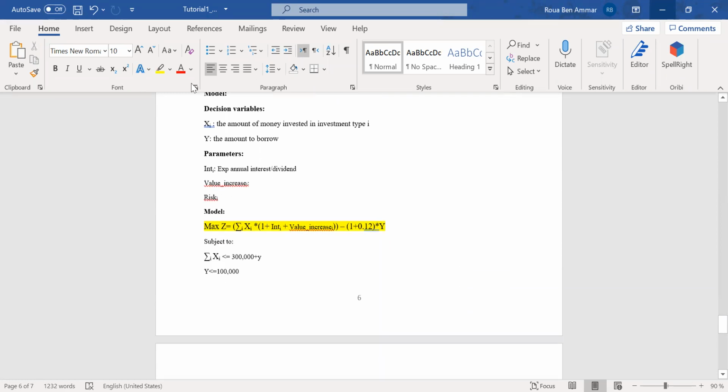Okay, let's go back to the constraint rule. The total amount invested should not exceed the available funds plus the amount that will be borrowed. Usually we don't write constraints in this form. We usually write the unknown variables on one side and numerical values on the other. We don't mix. So we just put minus y and remove y from here.